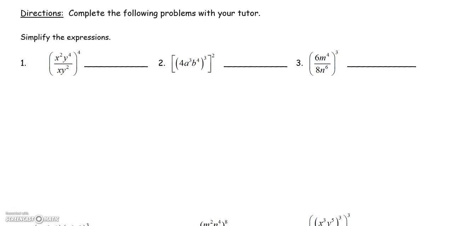What I mean is we're going to take care of this fourth power as our last component. So we're going to take care of what's inside the parentheses first, and we're going to apply all of our rules of exponents combined into one problem. So let's start with the inside.